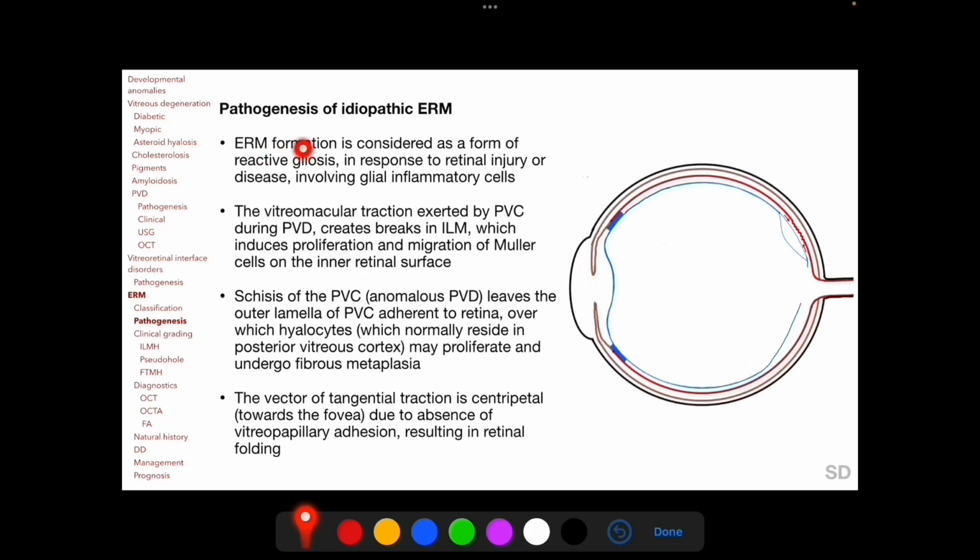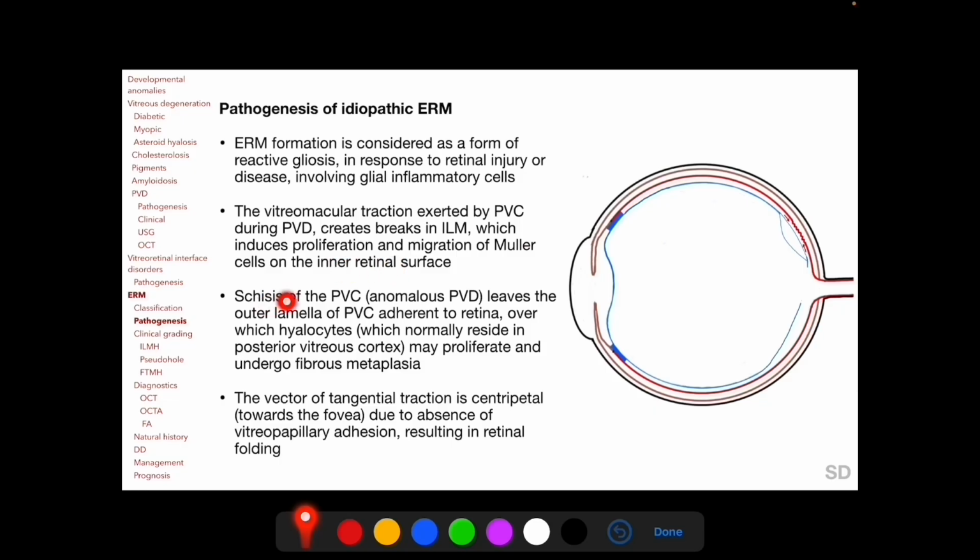ERM formation is considered a form of reactive gliosis in response to retinal injury or disease. The vitreomacular traction exerted by the posterior vitreous cortex during posterior vitreous detachment creates focal breaks in the internal limiting membrane, which induces proliferation and migration of Muller cells on the inner retinal surface.